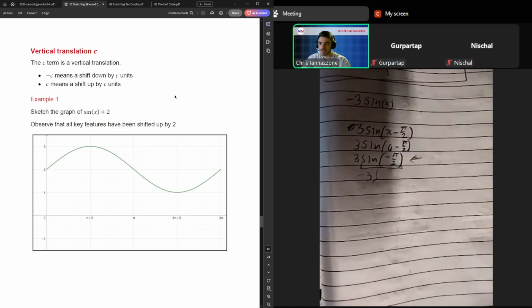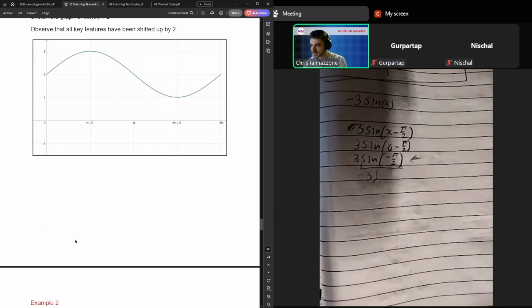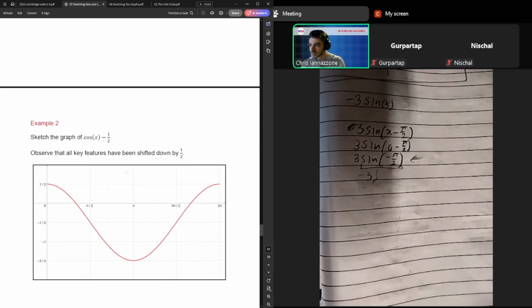If you have a plus or minus out the front of the entire function, then that is a vertical either up or a vertical down. Vertical up just means a plus, in which case you see this, and a down would mean a minus, in which case you would see something like this.